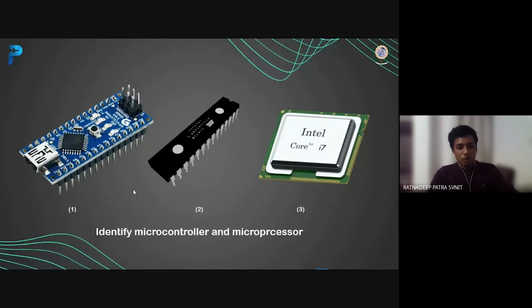So the first one is definitely a microcontroller. It is an Arduino Uno, and the third one is definitely a microprocessor. The second one is also a microcontroller. It is an ATmega328P. So let's dive a little bit inside a microcontroller and see what blocks it has.